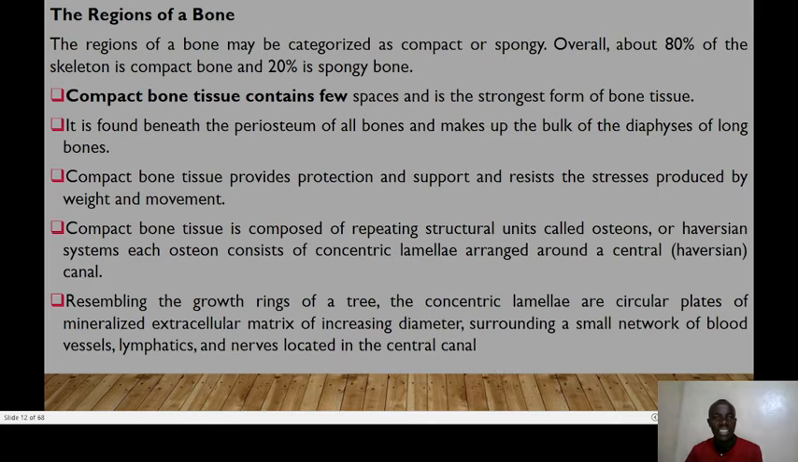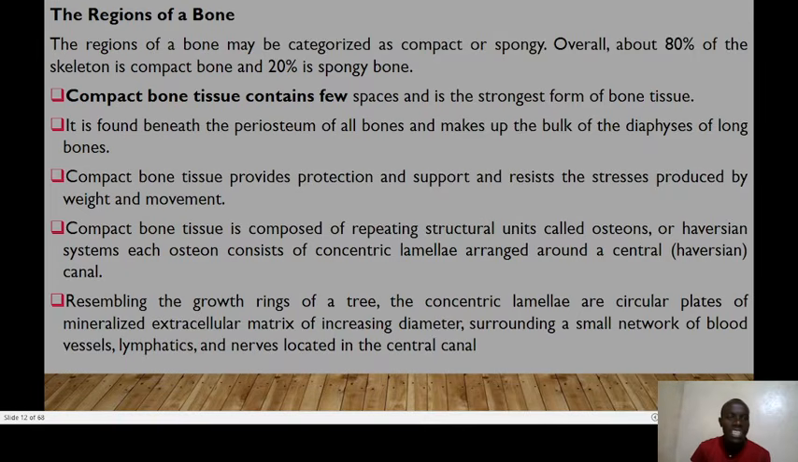Okay, correct, guys. So what are the regions of a bone? The regions of a bone may be categorized as either compact or spongy bone. Overall, about 80% of the skeletal bone is compact bone and 20% is spongy bone. The compact bone contains few spaces and is the strongest form of the bone tissue.